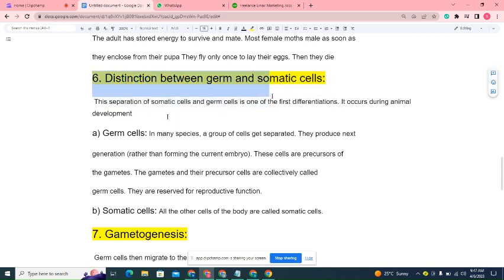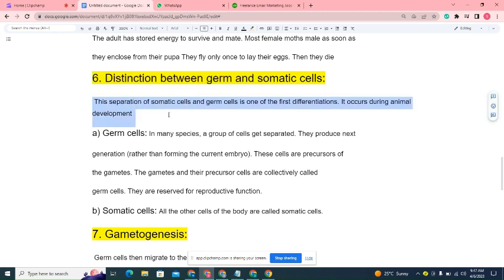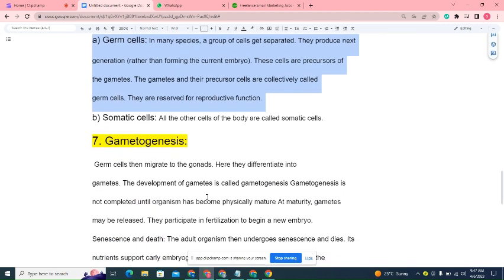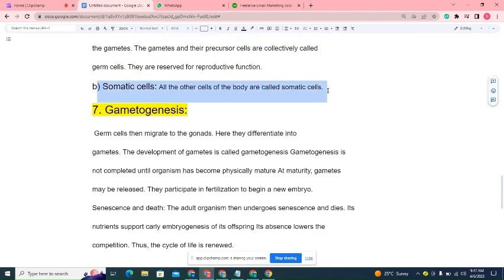Sixth feature is distinction between germ and somatic cells. The separation of somatic cells and germ cells is one of the first differentiations. It occurs during animal development. A. Germ cells. In many species, a group of cells get separated. They produce the next generation, rather than forming the current embryo. These cells are precursors of the gametes. The gametes and their precursor cells are collectively called germ cells. They are reserved for reproductive function. B. Somatic cells. All the other cells of the body are called somatic cells.